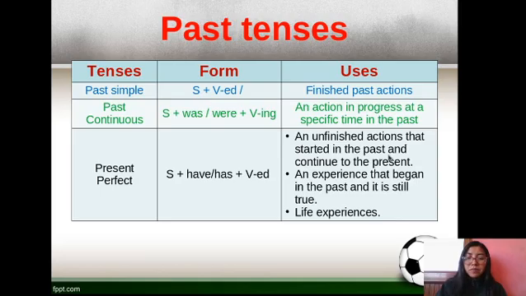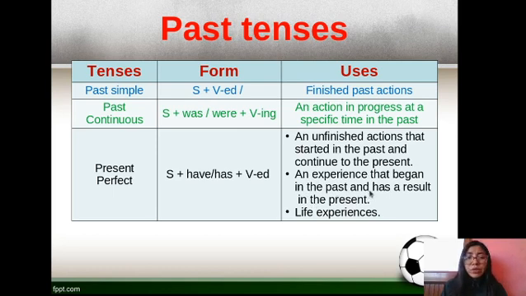That's right. Okay, it means that we are going to use it in order to speak about unfinished actions. Okay, eso quiere decir que vamos a utilizarla para hablar de acciones no finalizadas. ¿Por qué? Because our action start in the past, empezó en el pasado, and continue to the present, y continúa en el presente, okay? For this reason, we said that is an unfinished action.